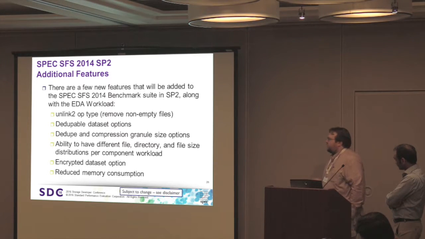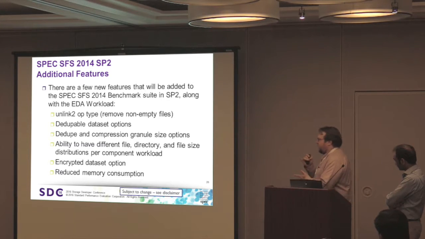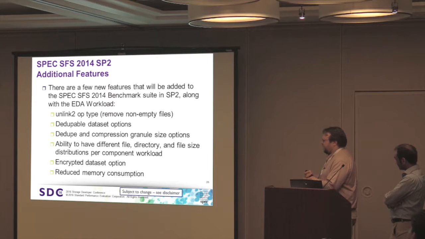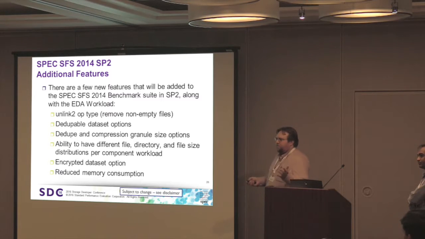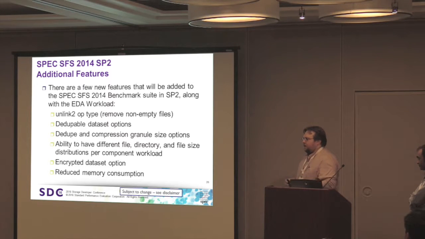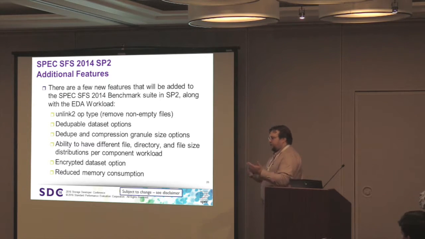Another thing we added actually for the EDA workload was the ability to have different numbers of files, numbers of directories, and file size distributions per component workload. We needed this because, like we've been saying, the front end and back end workloads are very different in terms of the files that they access. Previously, we didn't have an option to set these per component workload. Now we do, and we take advantage of that in EDA. All the existing workloads, of course, are unaffected because they have to remain the same for comparability.